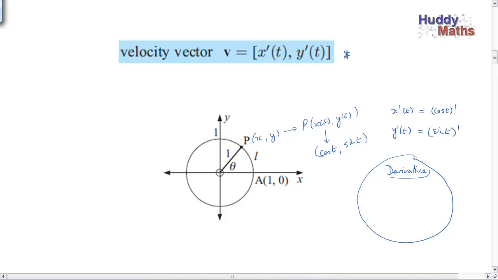In a trichotomy for the derivative here, you have the derivative, and that means slope of the tangent to the curve, and it also means instantaneous rate of change here. Okay, now we want the derivative because we want the velocity vector of that point P travelling around the unit circle. So what will we do?